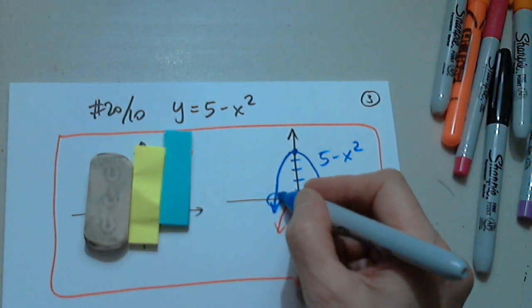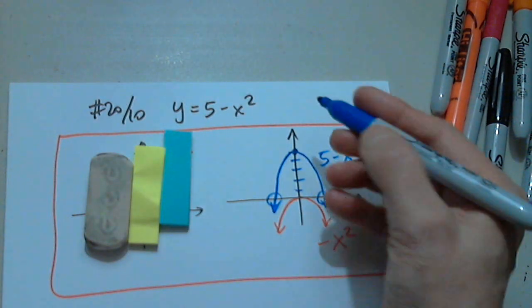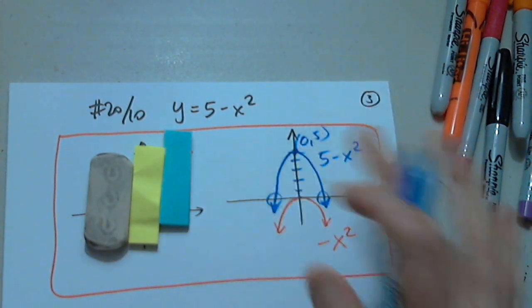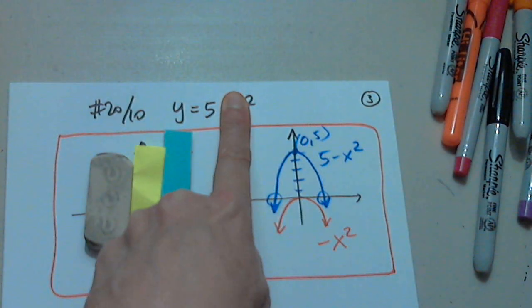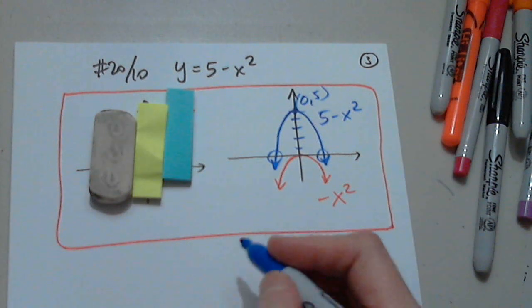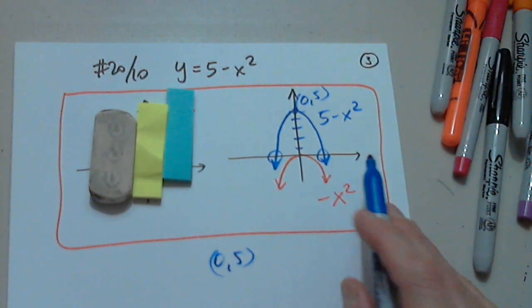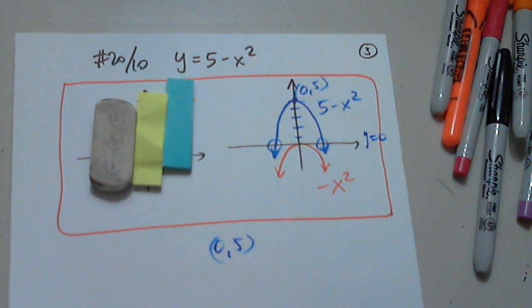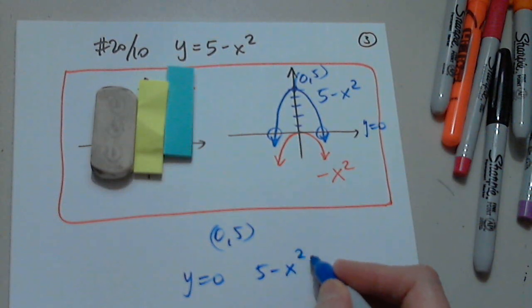Now, yes, as I mentioned, we always have to try to find the x and y intercepts. This one is clear. It's 0, 5. I don't have to do anything because when I replace x by 0, I get y equals 5. So 0, 5 is already determined. But remember, this is y equals 0. So when y is 0, I have 5 minus x squared equals 0.